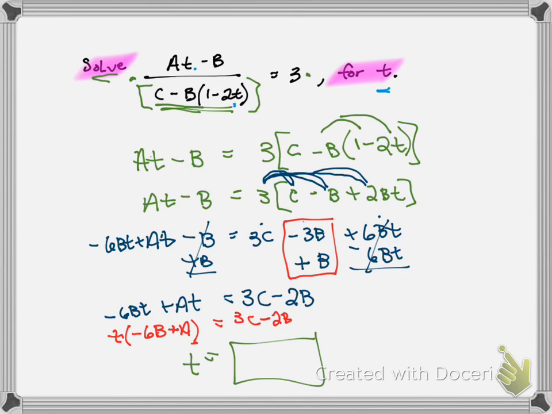And when I divide both sides by that quantity, I'm left with t is equal to 3c minus 2b over a minus 6b. Again, a minus 6b is the same as negative 6b plus a. The temptation is probably there to cross out your b's. You cannot, as we've talked about before, cross out your b's.